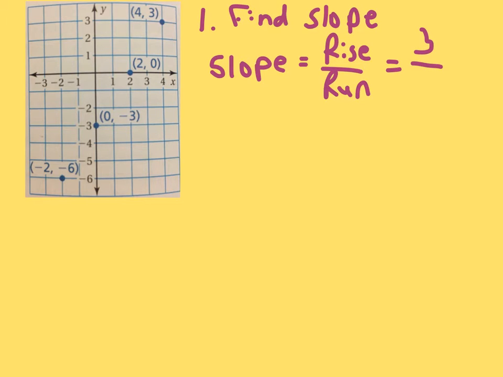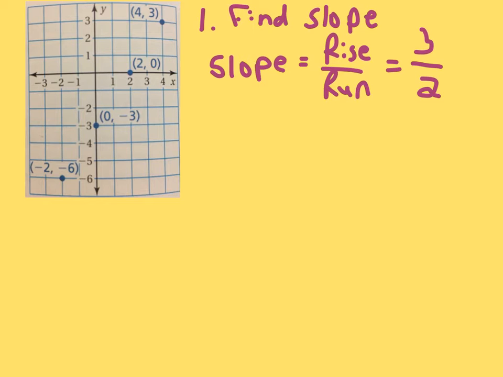And now I need to find the run portion. If I go up 3, how far do I have to run to get to this point? I have to run 1, 2. So my run is 2. I've found the slope now of this linear equation.